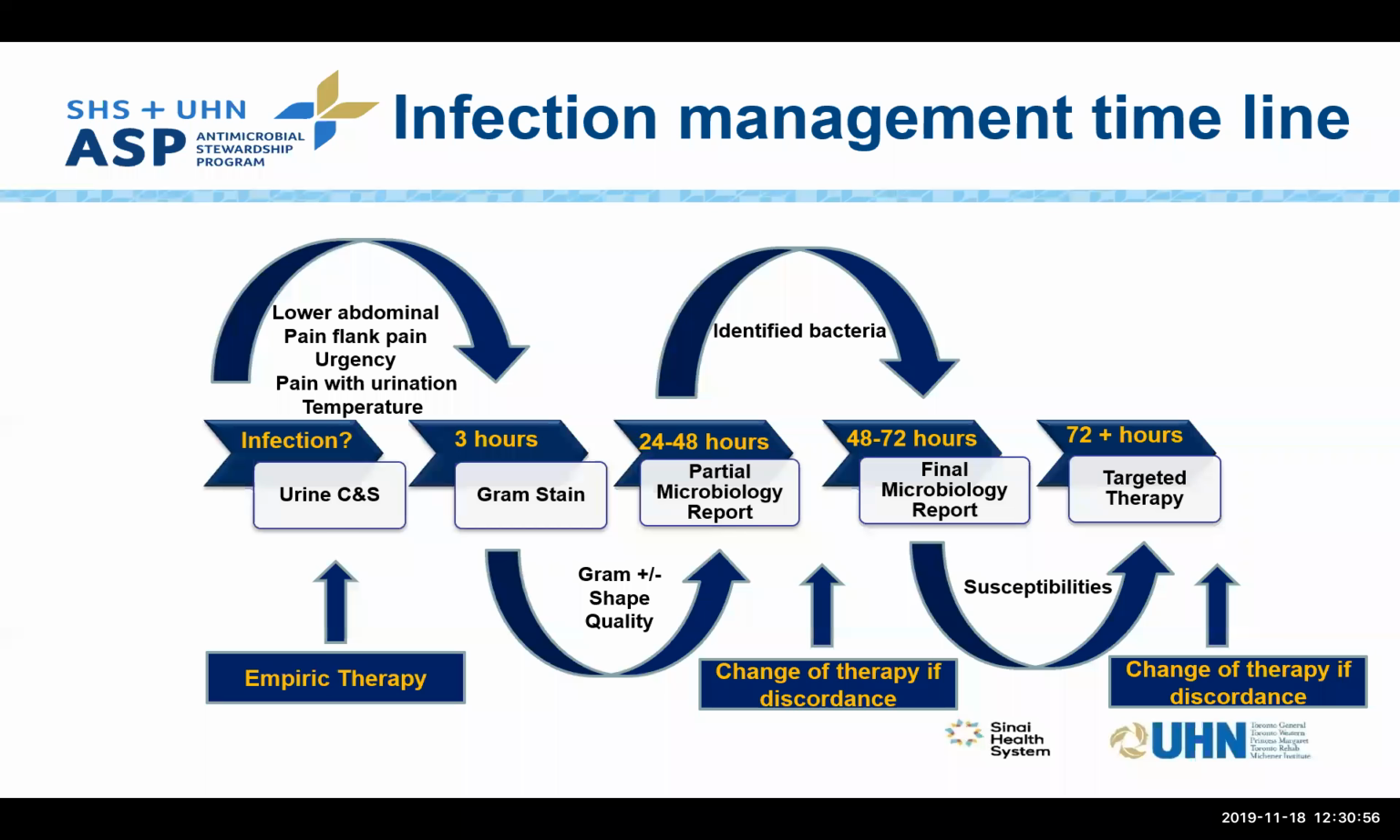Within 24 to 48 hours, we usually get a partial microbiology report, and this is when we get our pathogen identified, so we have a name of the bacteria. If there is a discordance between the empiric therapy and the bacteria that was identified, this is a possibility for us to prompt the conversation as nurses and to ask if we need to change the antimicrobials. We don't need to know the answers, but we can definitely prompt the conversations.